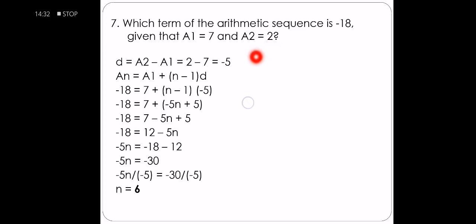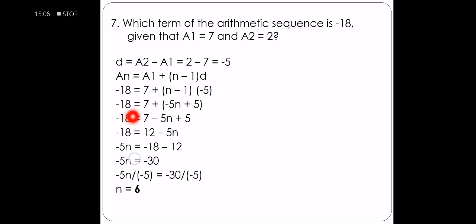We can subtract 2 by 7. So, d equals a sub 2 minus a sub 1 equals 2 minus 7 equals negative 5. So, our common difference is negative 5. And then, we proceed with the formula. So, a sub n equals a sub 1 plus the quantity n minus 1 times d. Yung a sub n natin, negative 18, equals a sub 1 natin ay 7 plus n minus 1. Hindi pa natin alam yung value ni n times negative 5, which is our common difference.